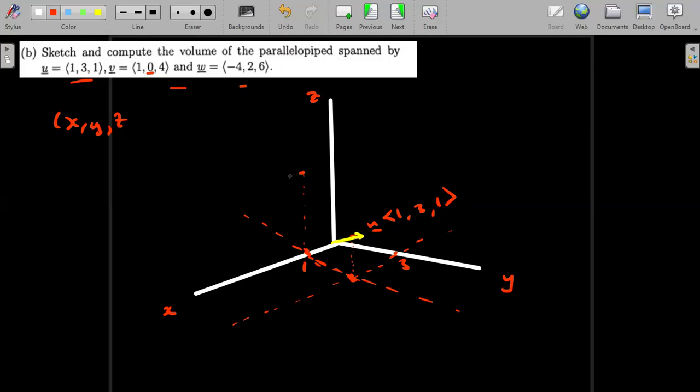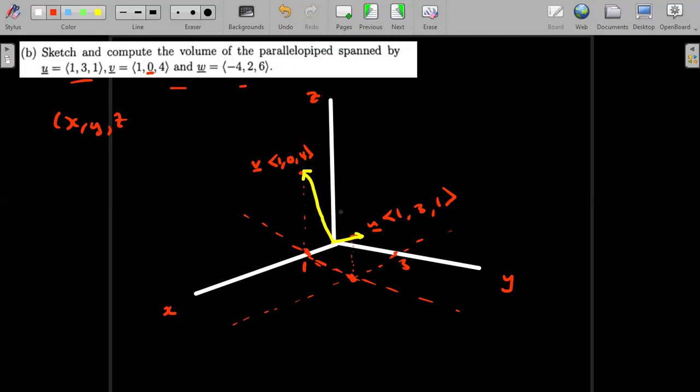Then I'll connect that point from my midpoint to that vector there. So that is going to be my vector v like that. Then that is 1, 0, 4. So that is my vector.